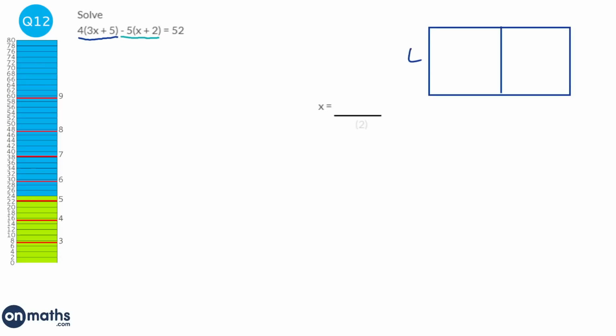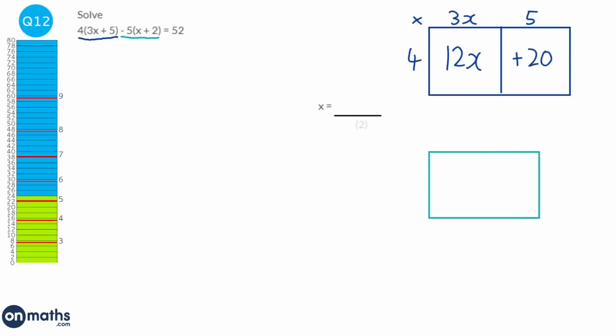So we're doing 4 times, and inside the brackets we've got 3x plus 5. So I'm going to times those out. 4 times 3 is 12, so that'll be 12x. 4 times 5 is 20, so that's going to be positive 20. And I'm going to do the same for the other set of brackets.